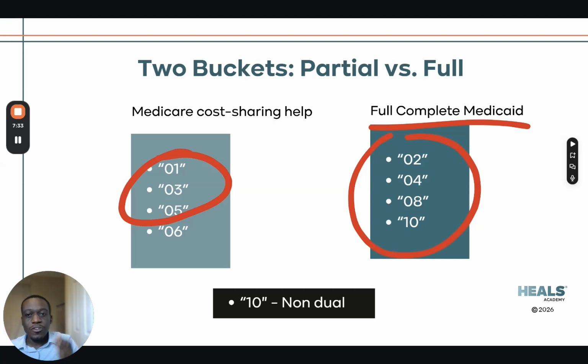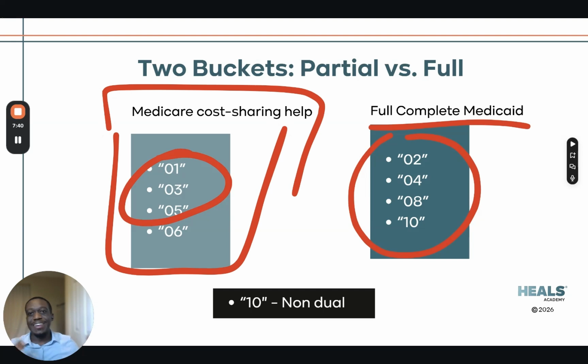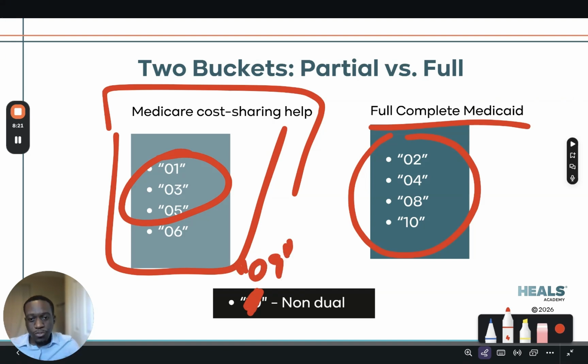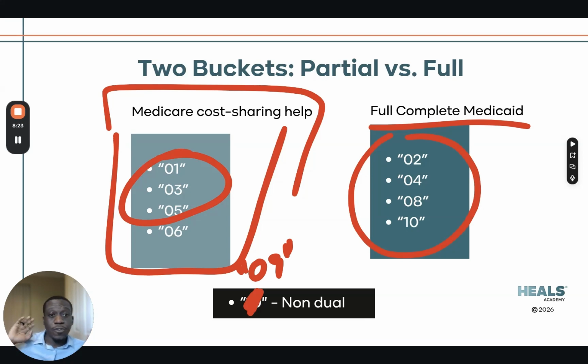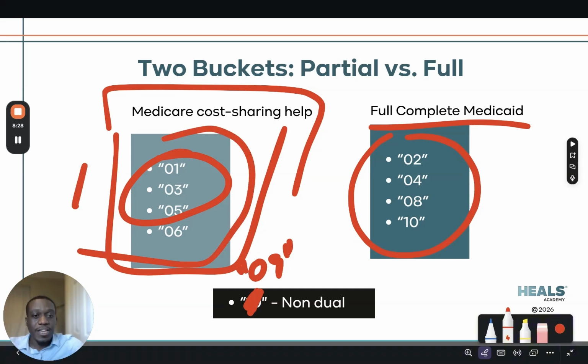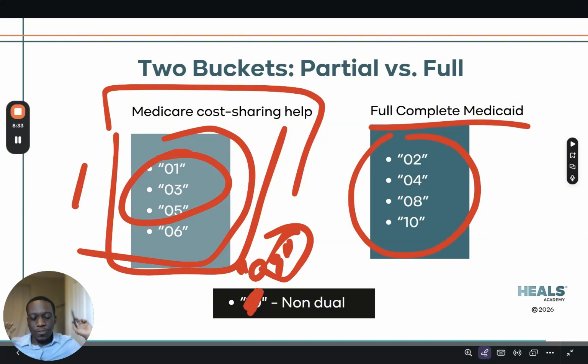01, 03, 05, and 06 are all codes that are designated for partial. And then 02, 04, 08, and 10 are for full. Actually, I had a mistake here. There should be 09. So 09 is for non-dual, not 10. 10 is for full dual. So 1, 3, 5, 6 are for partial, and 2, 4, 8, and 10 are for full. And then 09 is for non-dual.